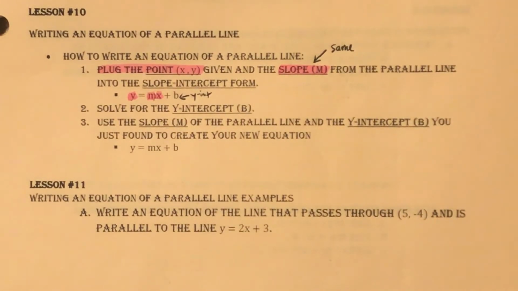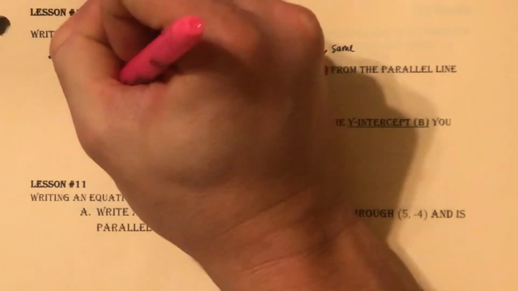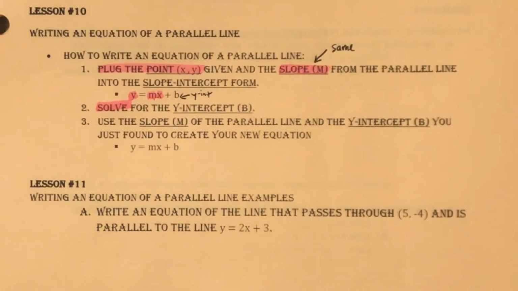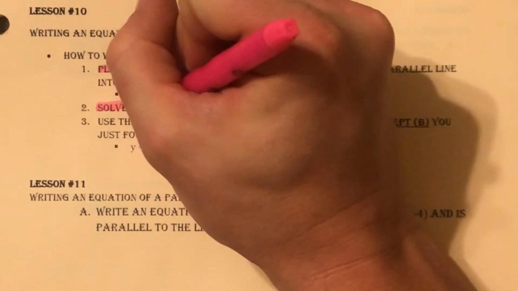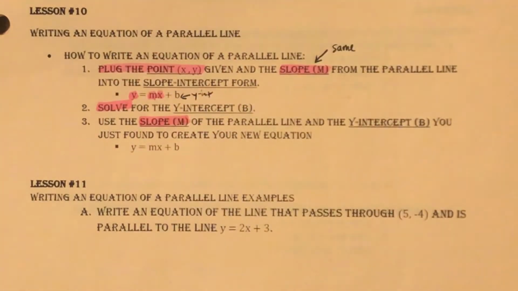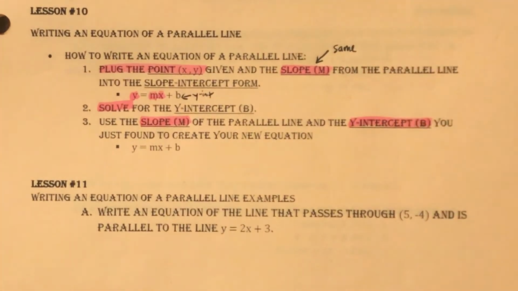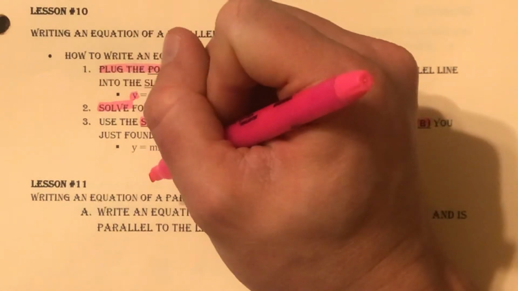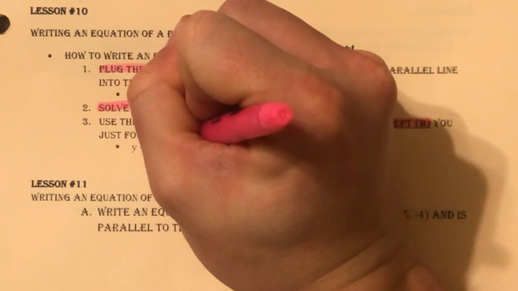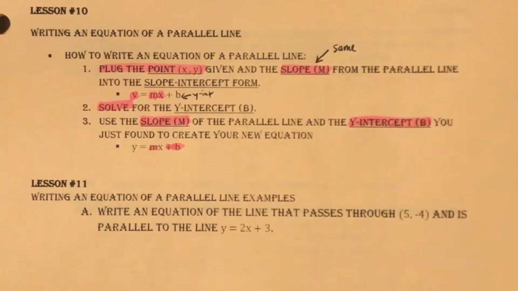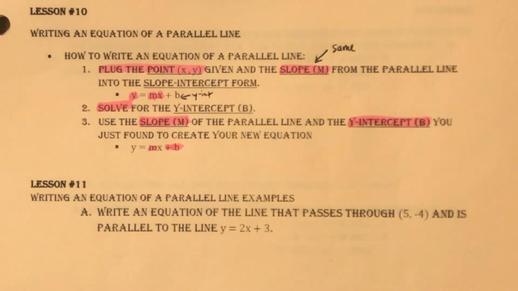So we're going to go in and solve for b. Then we're going to go back and use the slope, because remember the slope is going to be the same for both of the lines because they're parallel. We're going to use the slope of the parallel line and then the y-intercept that we just figured out, the b, to create our new equation. So we're going to plug that slope in and then plug that new information of b in. The y and the x will now stay just as y and x. We won't plug any information in for them. And then we will have the equation of the parallel line that we need.